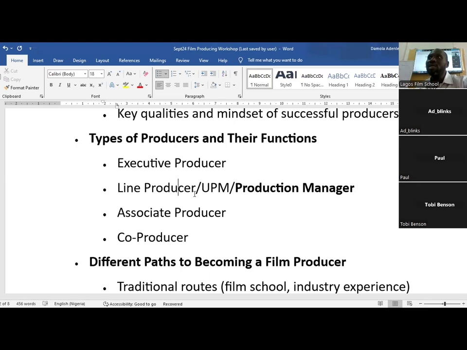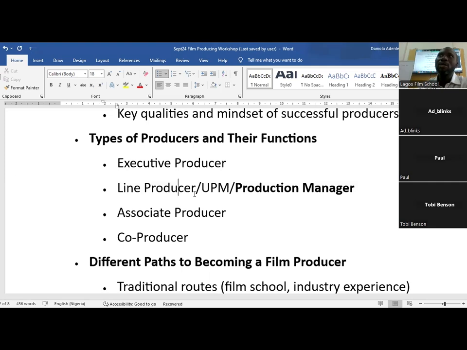Extras, production manager. Okay, let's talk about this also. The production manager and the assistant director are two sides of a coin. They do the same jobs, but from different sides of the divide. The assistant director is the production manager assigned to the director. Let me say that again. The assistant director, the AD, is the production manager assigned to the director.